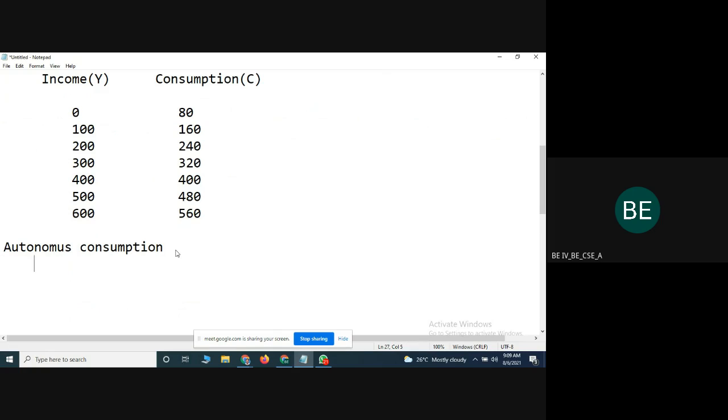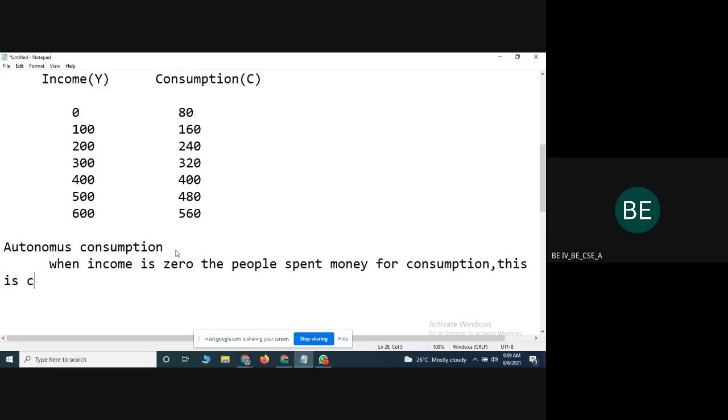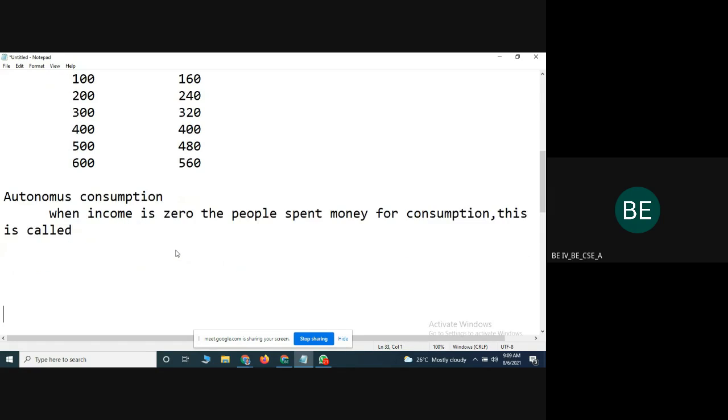Autonomous consumption is when the income is zero, the people spend money for consumption. This is called autonomous consumption.